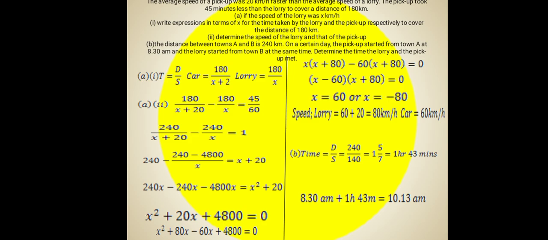So these vehicles must meet at 1 and 5/7 hours, or 1 hour and 43 minutes. Now, since they all started the journey at 8:30, add 1 hour and 43 minutes to 8:30, we find that the vehicles will meet at 10:13 a.m.